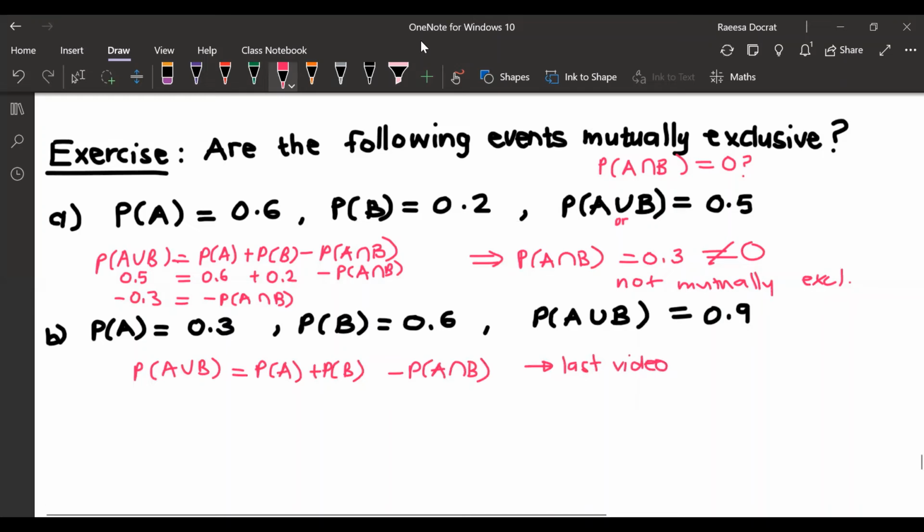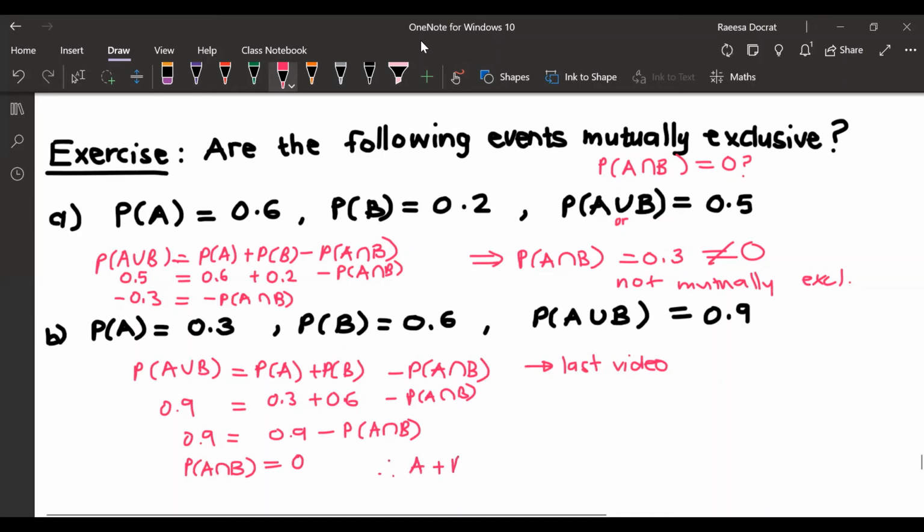The probability of A or B is 0.9, the probability of A is 0.3, the probability of B is 0.6, and we want to know what the intersection is. So then we get 0.9 is equal to 0.9 minus the probability of A and B. And when we solve for the probability of A and B, the 0.9s cancel and we get 0. So that means that A and B are mutually exclusive in this case.